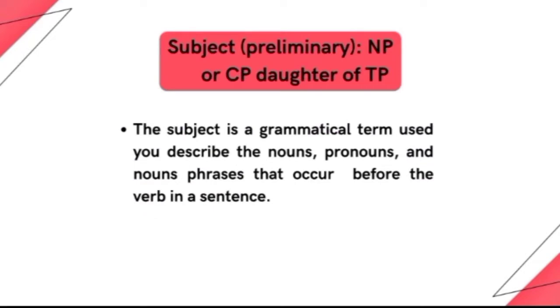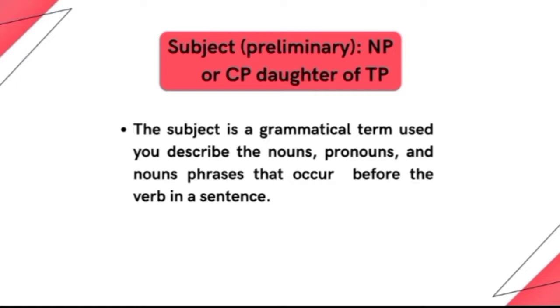Next, we have subject preliminary: NP or CP, daughter of TP. The subject is a grammatical term used to describe the nouns, pronouns, and noun phrases that occur before the verb in a sentence, just like some examples that I have shown to you from the previous slides.